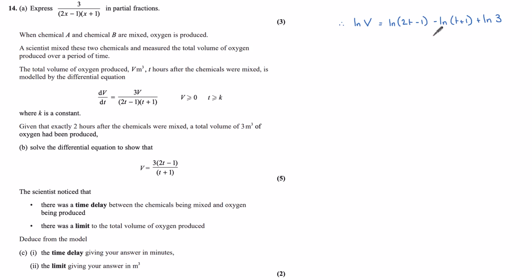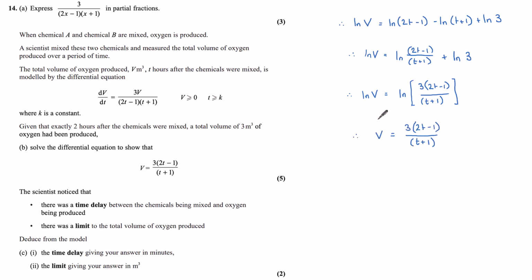So starting at this point, we're going to use our log rules here. Let's take one at a time. If I look at these two first of all, ln of 2t minus 1 minus ln of t plus 1 is the same as ln of 2t minus 1 divided by t plus 1. When we add two logs together, we multiply. So we have that this is the same as ln of 3 lots of 2t minus 1 over t plus 1. We can now take exponentials of both sides and see that V is equal to 3 lots of 2t minus 1 over t plus 1, which is what we wanted to show.